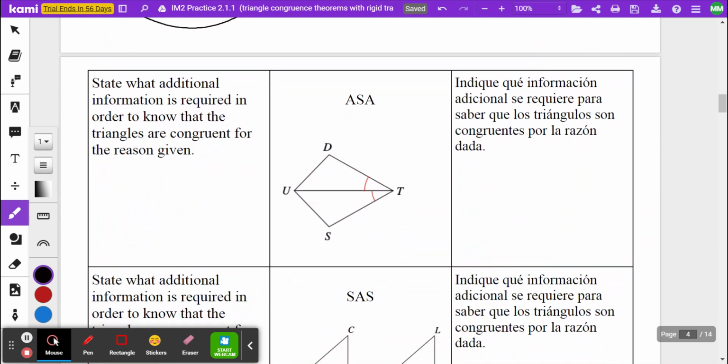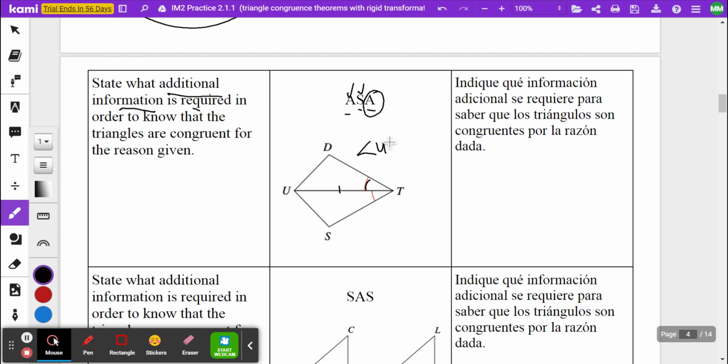All right, we have a different prompt now. Now it says, state what additional information is required in order to know that the triangles are congruent for the given reason. So if I want to use angle, side, angle, and I'm given an angle and then a side, what else do I need? I've got an angle, I've got a side, I'm going to need the next angle, and it has to be in sequence.